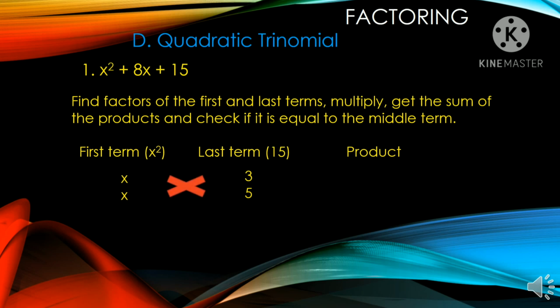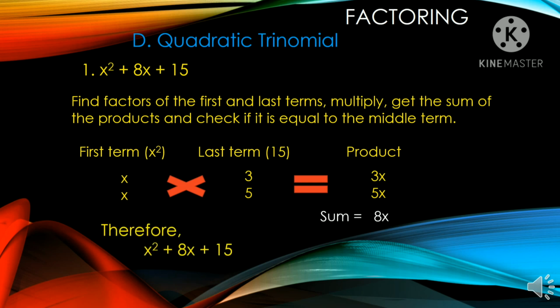Multiply x times 3, then x times 5. X times 3 is equal to 3x, x times 5 is equal to 5x. Get the sum. The sum is 8x. And that is exactly equal to the middle term. So in that case, pagpirin mo yung x and 3, then yung x and 5. So the factors of x squared plus 8x plus 15 is equal to x plus 3 times x plus 5.